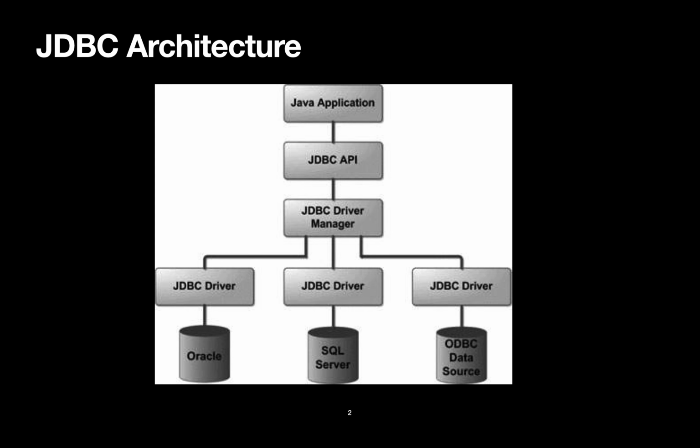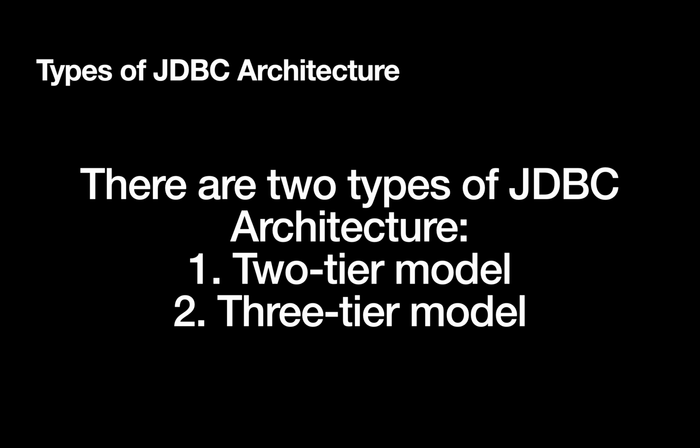I believe you are able to understand the architecture. Now there are two types of JDBC architecture: a 2-tier model and a 3-tier model. I already discussed the 3-tier model yesterday, the entire model. Let me quickly explain what the 2-tier and 3-tier models are.